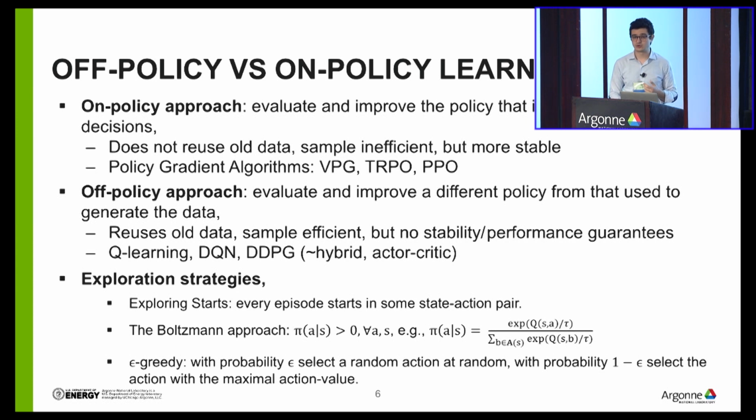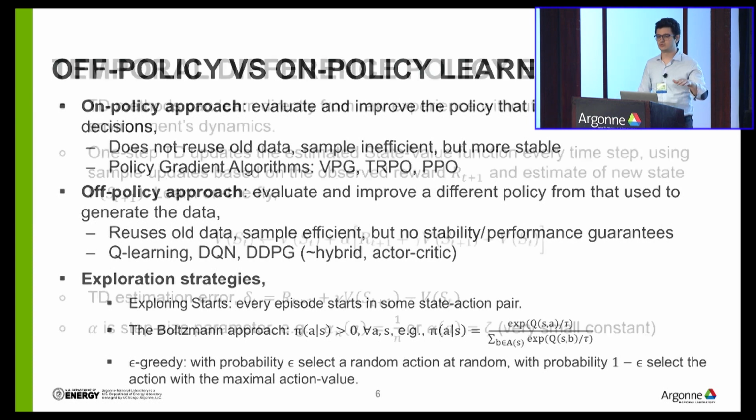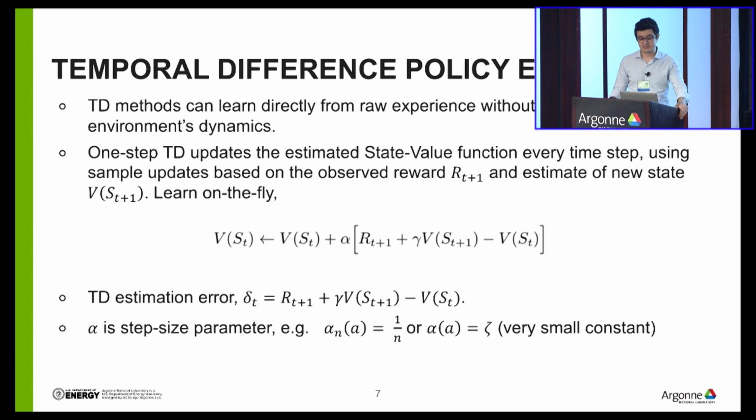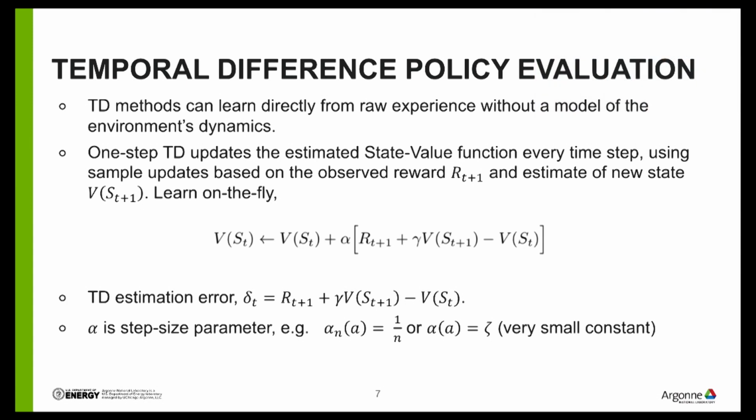And there is another one, called the Boltzmann approach, where we start with a soft stochastic policy. We have a non-zero probability of choosing any action in any state, and we gradually move towards a deterministic optimal policy. So now we are going to talk about temporal difference policy evaluation, and here we have come up with some policy or strategy to choose actions. So how can we tell what is the quality of this policy?